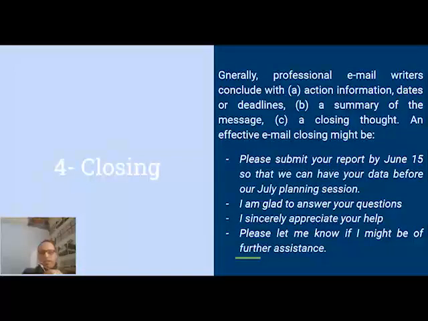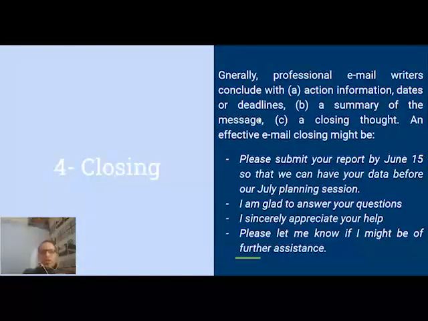In the closing, what do we do? Now, professional email writers conclude with action information, like dates or deadlines, okay? Action information, dates or deadlines. When I say action information, it's a call for action that is very specific and very straightforward, okay? Dates, specific dates or deadlines. This is A.